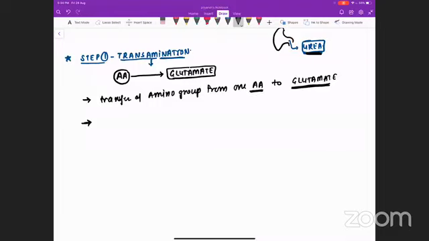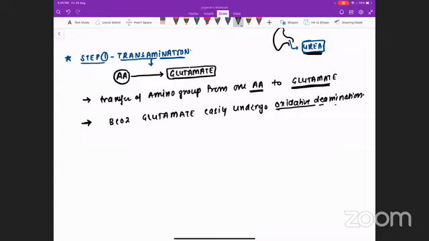The reason why we need to convert into glutamate is because glutamate easily undergoes oxidative deamination. The oxidative deamination process is very easy with glutamate.